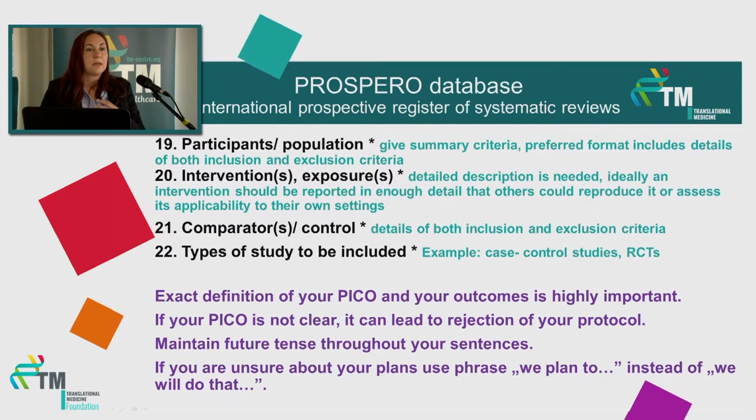And as it is a prospective register, it is good if you maintain future tense throughout your sentences. And if you are unsure about your plans, use the phrase "we plan to do this or that," not "we will do this or that."